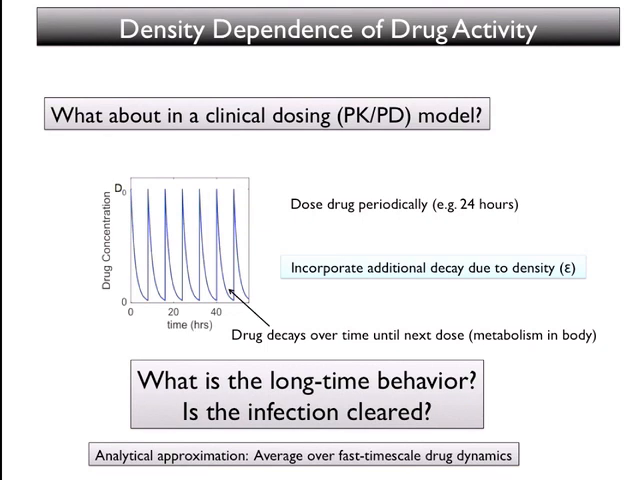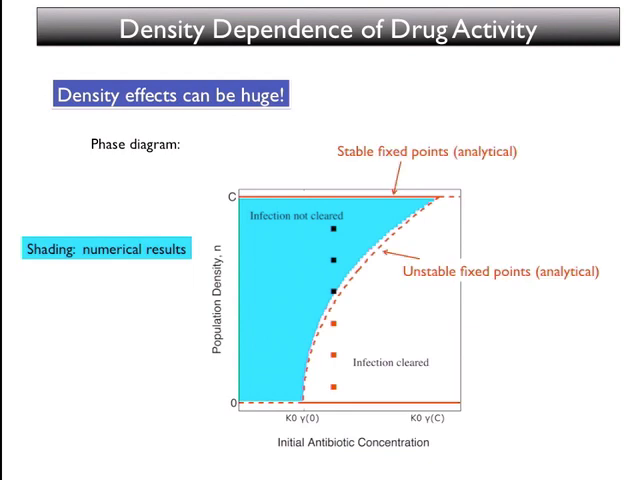We essentially average over fast time scale dynamics, and you can derive an analytical phase diagram that looks like this. So these red curves are stable fixed points. The dashed curves are unstable fixed points. The y-axis is the population density. So this is essentially the starting population density of the model. The x-axis is the initial antibiotic concentration. This blue region here, or the region above the dashed line, is the region where the infection is cleared. This region down here is where the infection is not cleared. The shading just represents numerical results.